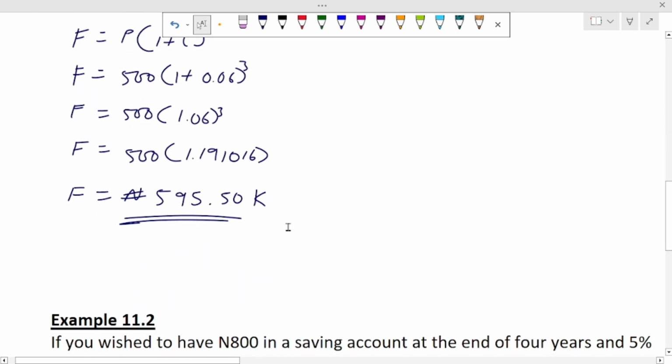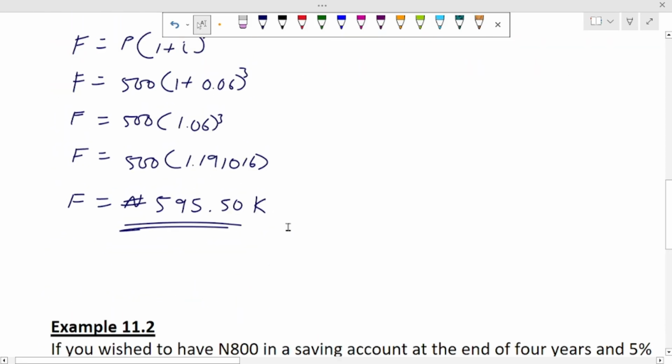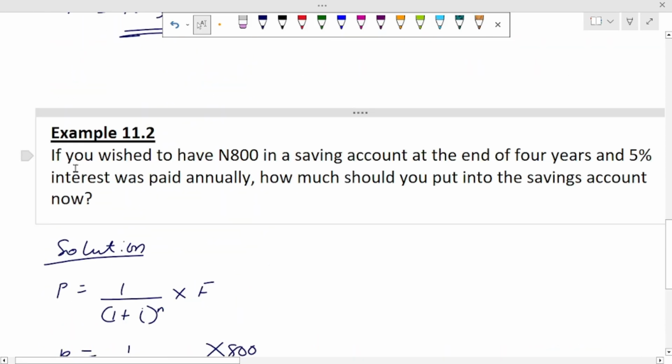That's that. Now, the last example in this video is this. Now, if you wish to have this, you do not have it. You have it by faith. If you wish to have 800 naira, meaning you don't have it, this is the future amount of money. So you have F, future amount of money. That is the meaning of F here.